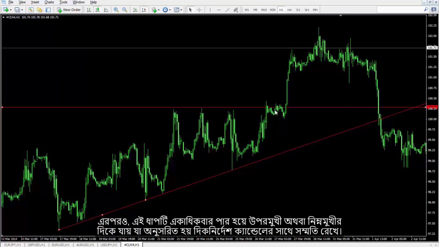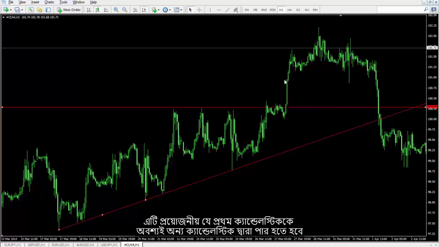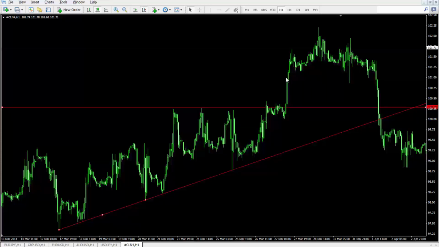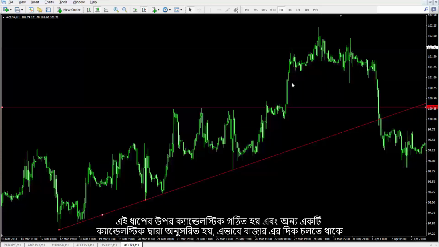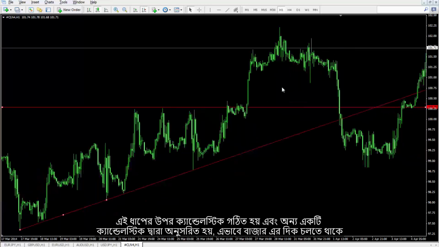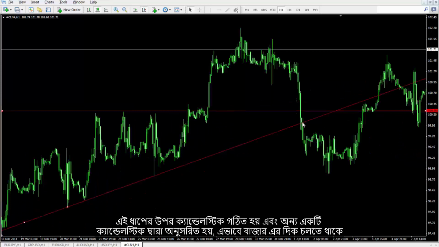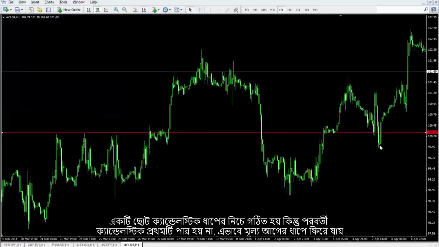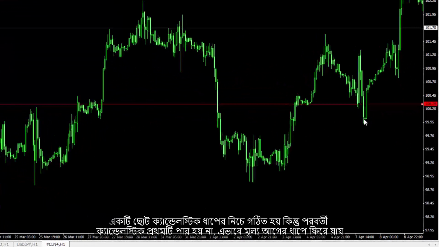Moreover, this level is passed multiple times towards upside or downside, followed by agreeing direction candles. It is essential that the first candlestick must be passed by other candlesticks, which shows that price trend will proceed the same direction rather than returning to support or resistance lines. The candlestick above the level is formed and followed by another candlestick, thus market direction is continued. A small candlestick has formed under the level, but the next candlestick did not pass the first one. Hence, price has returned to the level.